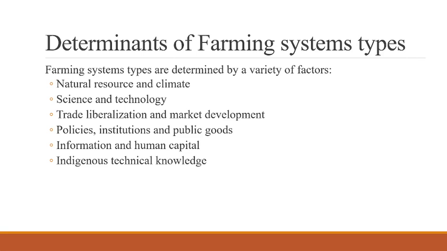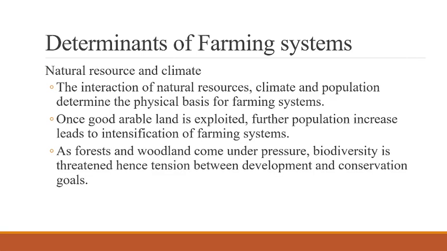There are different factors that determine the farming system types. The first determinant factor is natural resource and climate. The interaction of natural resources, I think by now you know these resources, climate and population determine the physical basis for farming systems. Once good arable land is exploited, further population increase leads to intensification of farming systems. As forests and woodland come under pressure, biodiversity is threatened, hence tension between development and conservation goals.